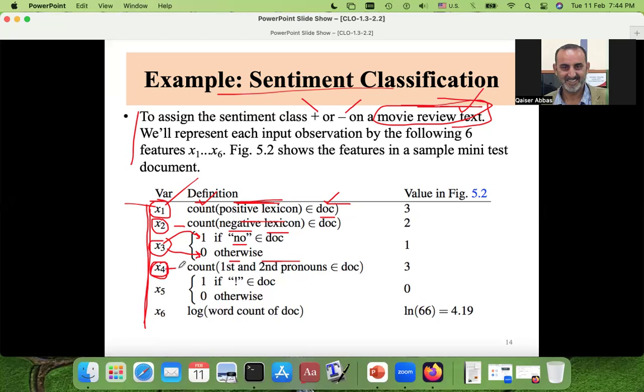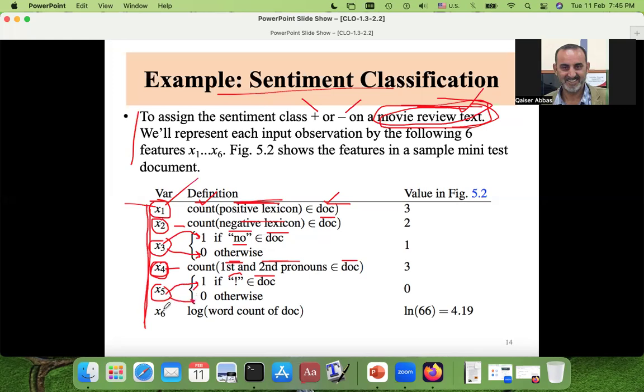So x4 is a feature where we count the first and second person pronouns in the document. And x5 is a feature or variable. What values will it take from the document, meaning this review text? If we find an exclamation symbol in the text, we make the value of this variable 1. If we do not, then we make the variable 0.